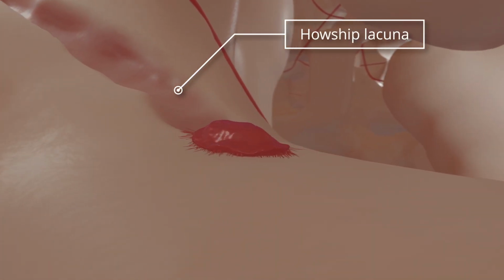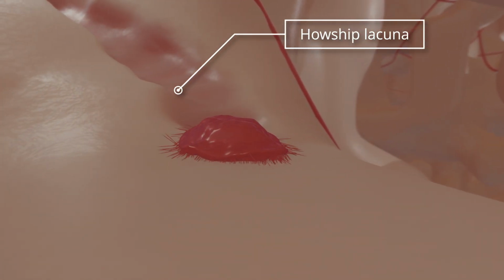This is where the so-called Howship lacunae can be found. They are the result of the activity of bone-eating osteoclasts. Once they have identified an area to be repaired, they attach and create an acidic environment between themselves and the bone. The mineral crystals stored in the bone then dissolve. Calcium and phosphate are released.